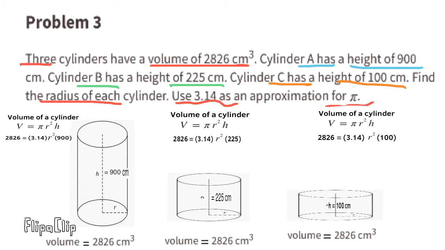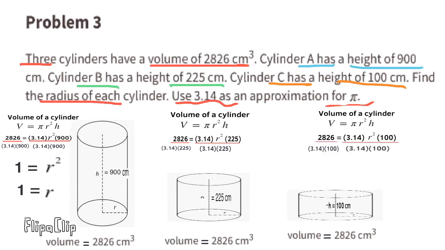We can figure out the radius by getting r squared alone or by itself. To do this, we need to divide both sides of the equation by pi times the height. Now the first equation reads 1 equals r squared. The radius for the first cylinder is 1, since 1 times 1 equals 1.